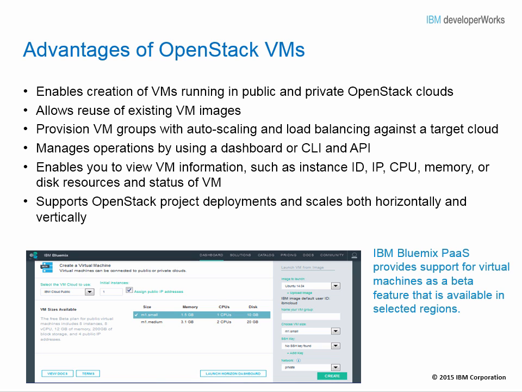You can view detailed information of each virtual machine instance. Details include instance ID, IP address, number of CPUs, total memory, disk size, and the virtual machine status. You can stop, pause, or delete instances. You can also perform advanced options from the provided OpenStack Horizon dashboard or from OpenStack APIs.